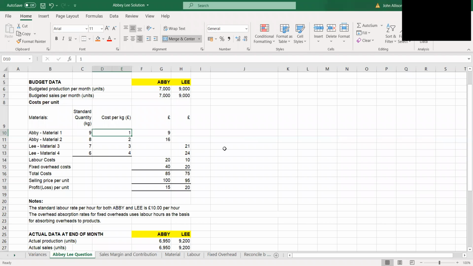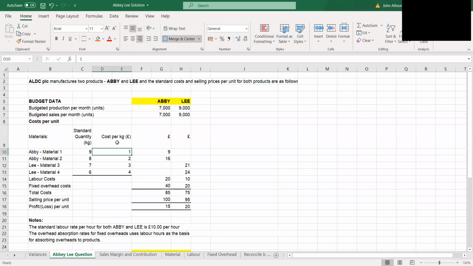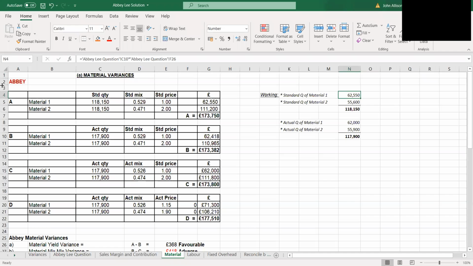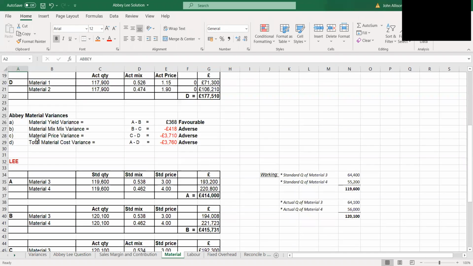One thing as well, if we look at the question here, we can see that for Abbey, it uses two materials. So to produce the product Abbey, we use material 1 and material 2. And to produce the product Lee, we use material 3 and material 4. We also notice Abbey doesn't use material 3 or 4, and Lee doesn't use materials 1 or 2. So what that means is we're going to have to calculate the total material cost of producing Abbey, and then, using the same technique, calculate the total material cost of producing Lee.